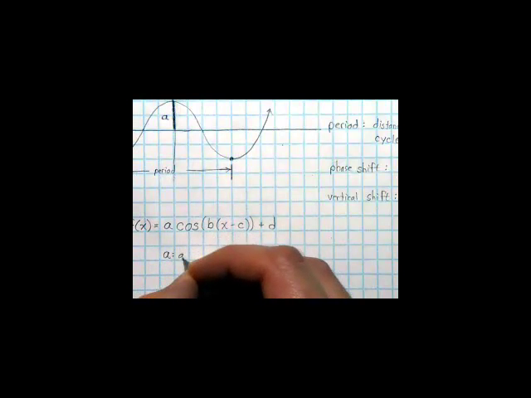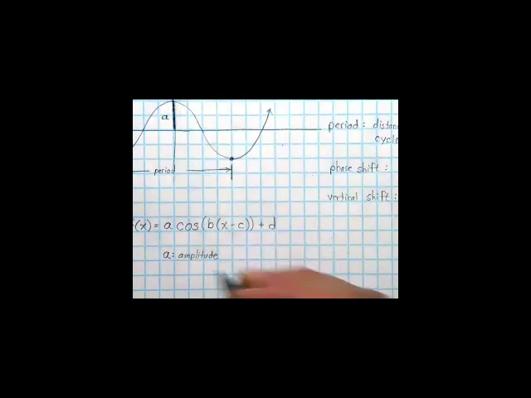Where A is the amplitude. And then be careful with this one. 2 pi over b is the period. C is the phase shift. And D is the vertical shift.